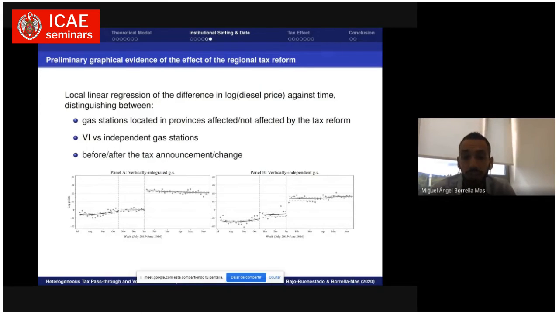What we can observe in this graph is that we have, first of all, a small jump at the time of the announcement for vertically independent gas stations, and this is why we control for this in our regressions. This small jump is not there for vertically integrated. And then we also observe a jump at the time of the tax change, and in particular, this jump seems to be higher in vertically integrated gas stations. And this is what we are going to confirm, as a spoiler, in our main regressions.